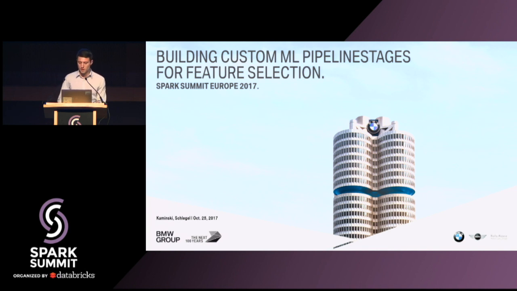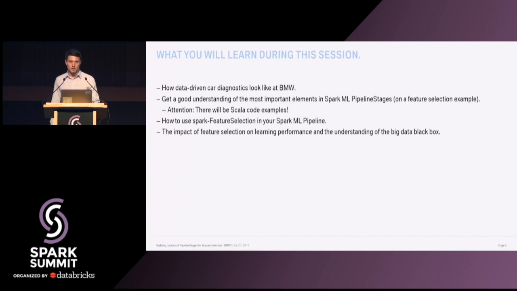I will start with a quick introduction into the project which my colleague and I are working on, which is data-driven car diagnostics. Then I will come to the point where we utilize Spark for our pipeline, and when we came to the point where we had to build our own pipeline stages for it. I will go through the steps for building a Spark ML pipeline stage for feature selection, and then I will show you how you can use this package in your own code, where you can find it, and what impact it might have on your own machine learning problem.